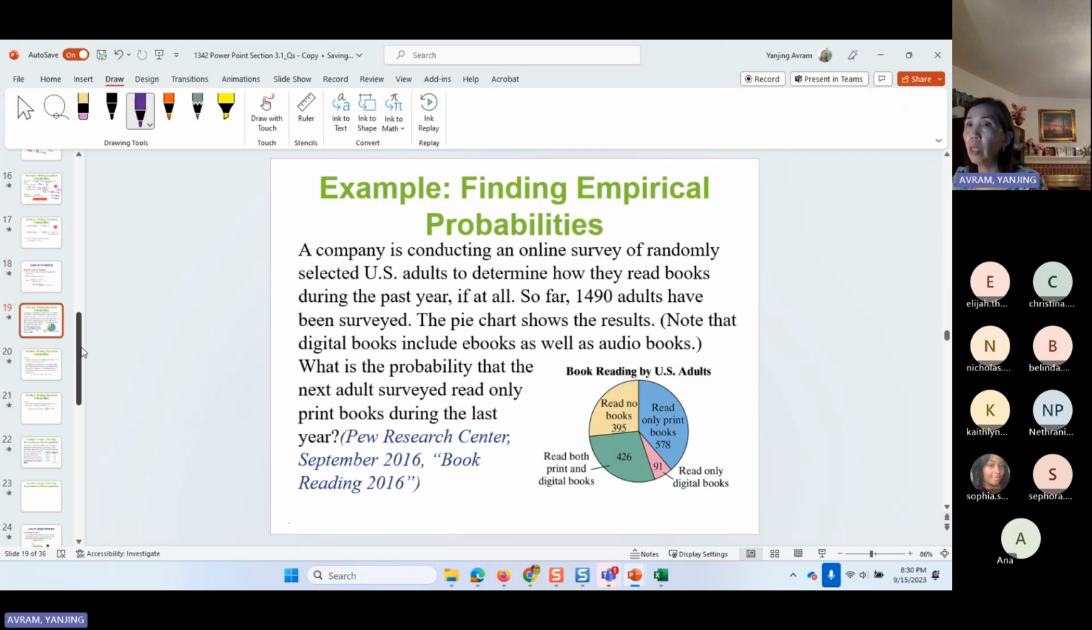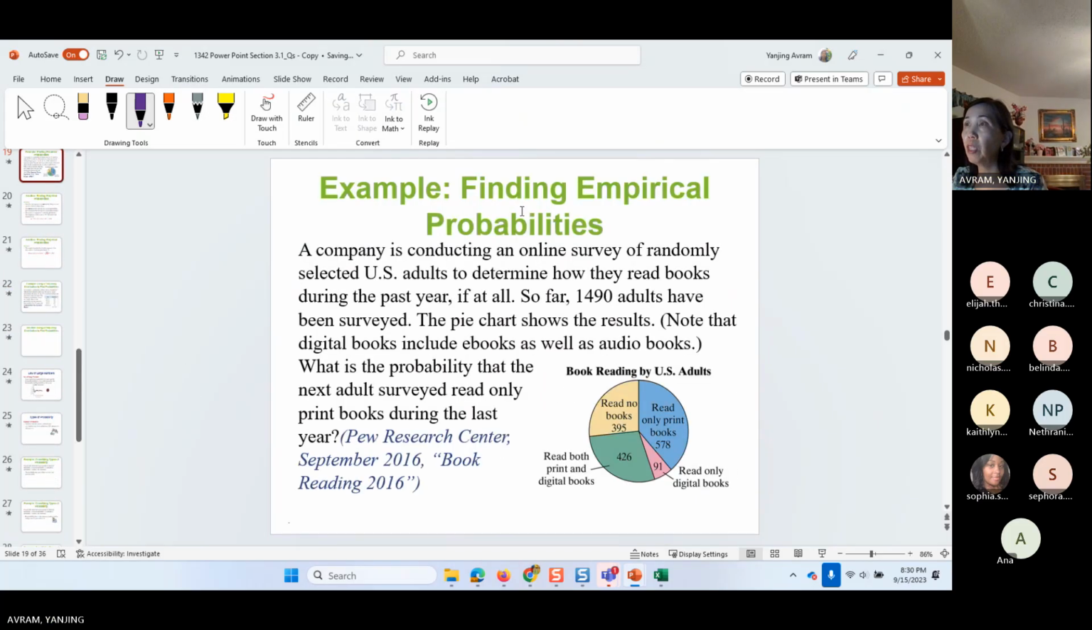So look at this one right here. One example of empirical probability: this is about book reading by US adults, determining how they read books during the past year. 1,490 adults have been surveyed. So that's the total, our sample space. 1,490 is the total being surveyed, so that's the sample space.